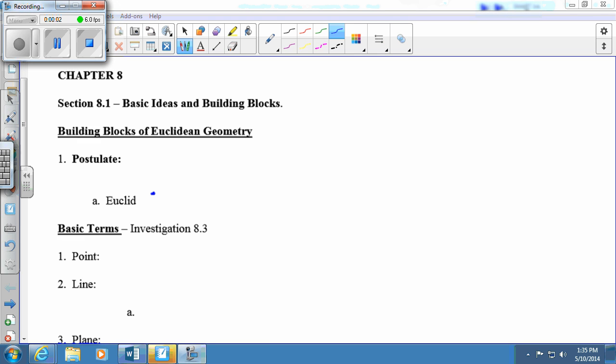Euclid is known as the father of geometry. He wrote the book called The Elements, which is a book solely on geometry that uses these 5 what we call postulates.